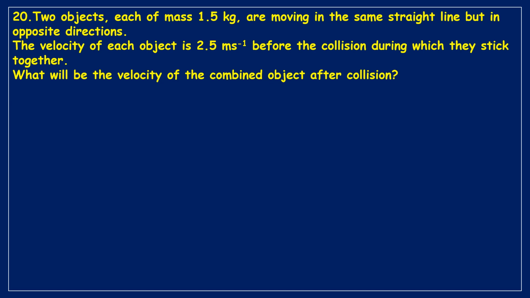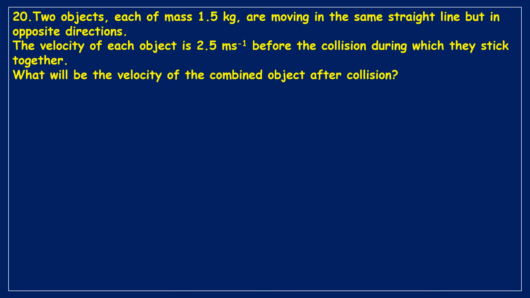Two objects, each of mass 1.5 kg. Both have equal mass, and they are moving in the same straight line but in opposite directions, facing each other. This is the situation. The velocity of each object is given as 2.5 meters per second. Both of them are moving with the same speed.